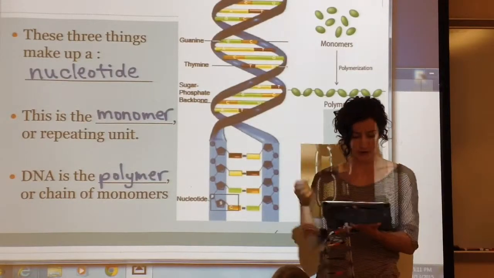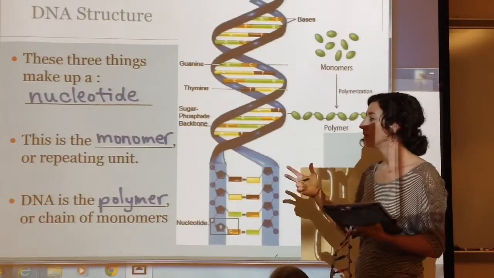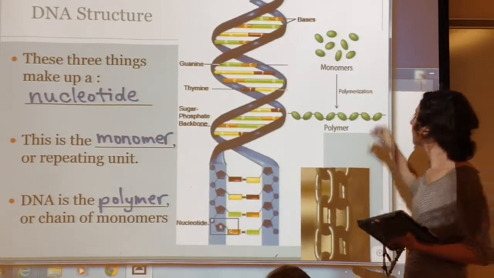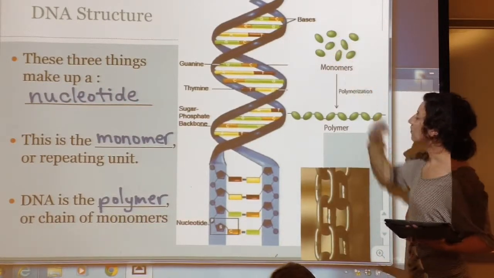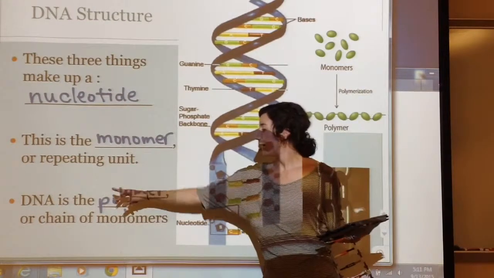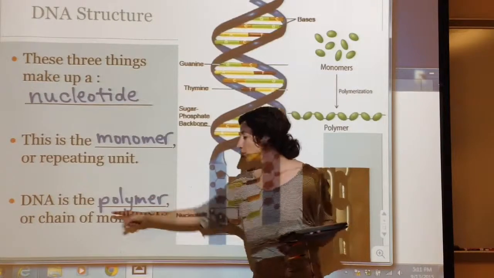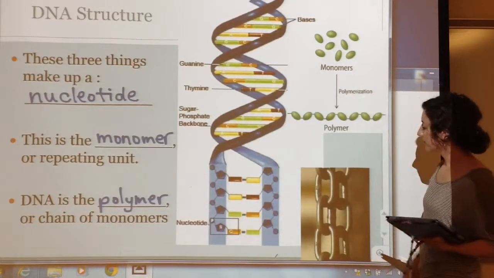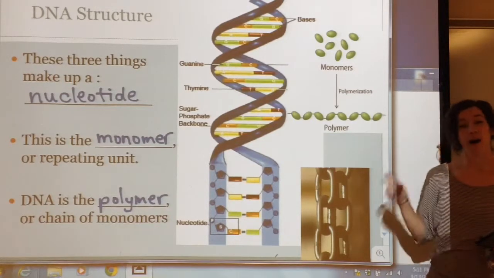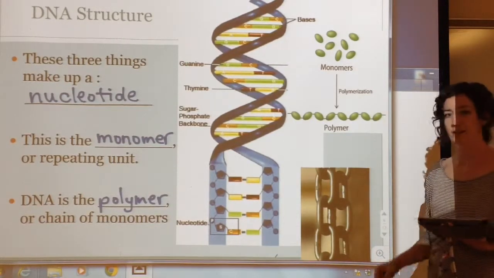So this is a nucleotide. This is the monomer, or repeating unit, that repeats over and over again. So we have a monomer, a single one, and then a polymer is the line. So DNA is the polymer, or chain of monomers. It would be like a chain. One link is the monomer, and then the whole thing is the polymer.